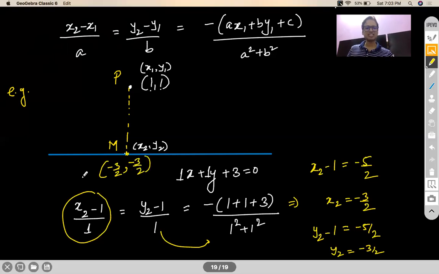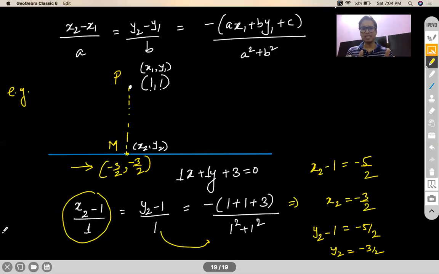Straight away, you got the answer without having to go through the hassle of finding the line, intersection point, etc. Is this fine? Okay, very useful formula. Please make a note of it. Now, in a similar way, we will derive the image of that point also by using the ratio proportion method.